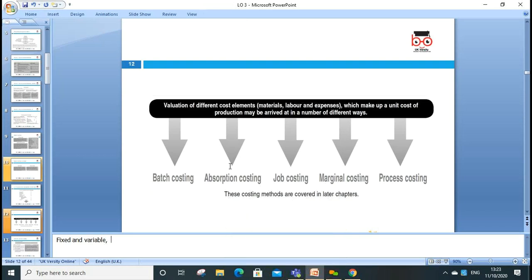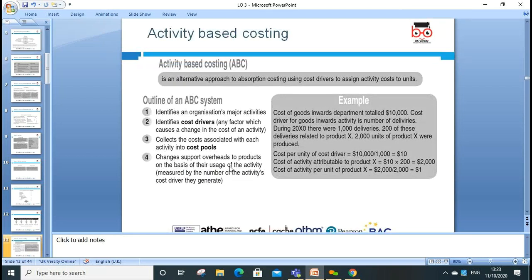And next we have marginal cost. Marginal cost is known as variable cost, where we calculate all the variable costs, and the fixed cost is known as a period cost. Process costing is, think about we are making furniture: the wood, the finishing and the joining, all these are processes, and for each process we can calculate the cost.